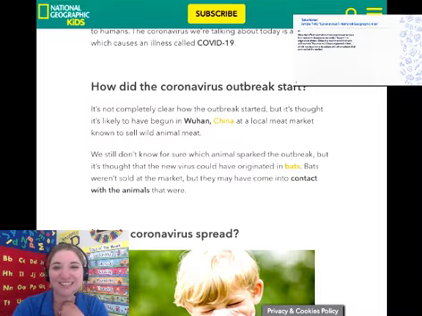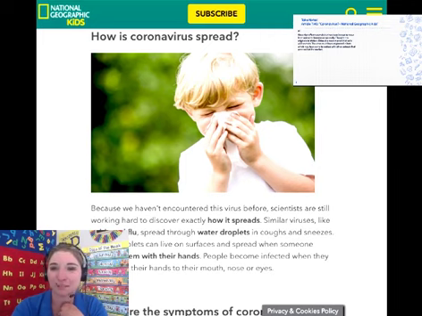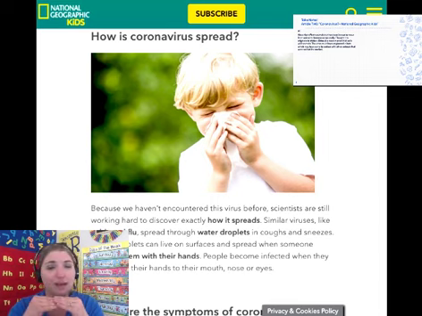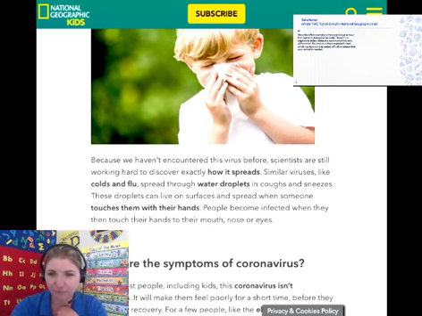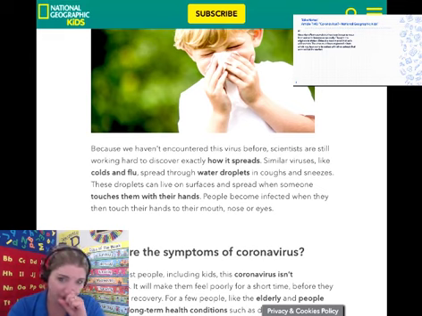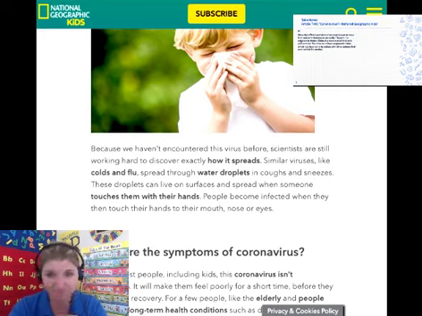All right, let's keep going. How is coronavirus spread? Because we haven't encountered this virus before, scientists are still working hard to discover exactly how it spreads. Similar viruses like colds and flus spread through water droplets and coughs and sneezes. These droplets can live on a surface and spread when someone touches them with their hands. People become infected when they touch their hands to their mouth, eyes, and nose.